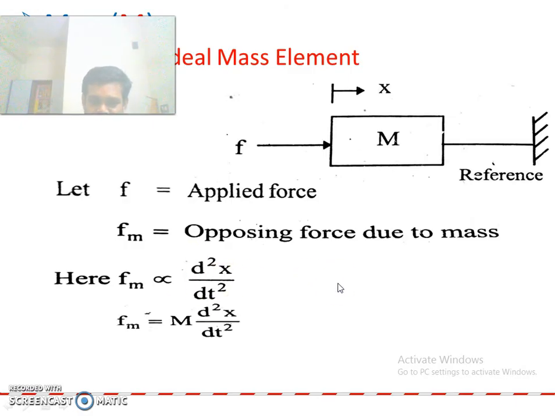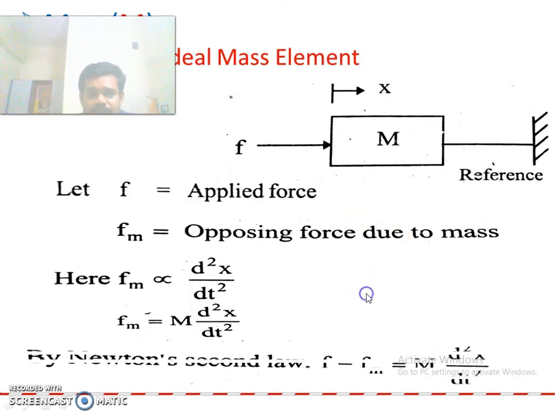Removing the proportionality sign, we get F_m, the opposing force by a mass, is equal to capital M into d square x by dt square. X is the displacement. So the opposing force of a mass is m into acceleration, d square x by dt square. Whenever you have a mass and you apply a force F, the opposing force is M into d square x by dt square, where x is the displacement. By Newton's law, applied force is equal to opposing force. So F is equal to F_m.